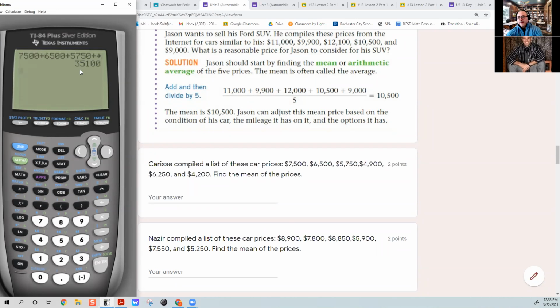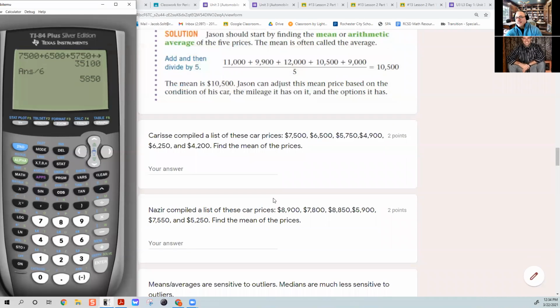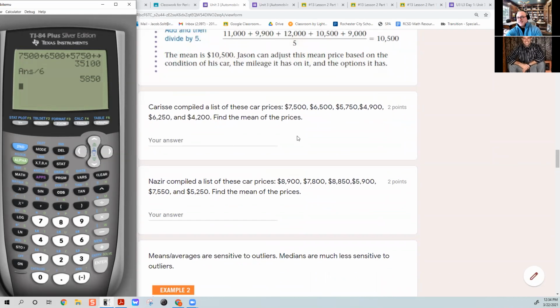I get a sum of 35,100, but I'm not done yet. I just found the sum, which is the top part of this problem. I now need to divide by how many numbers I have. 1, 2, 3, 4, 5. Ooh, 6 this time. I got 6 numbers this time, so I'm dividing by 6. 5,850. That's the mean for the situation with Carice.